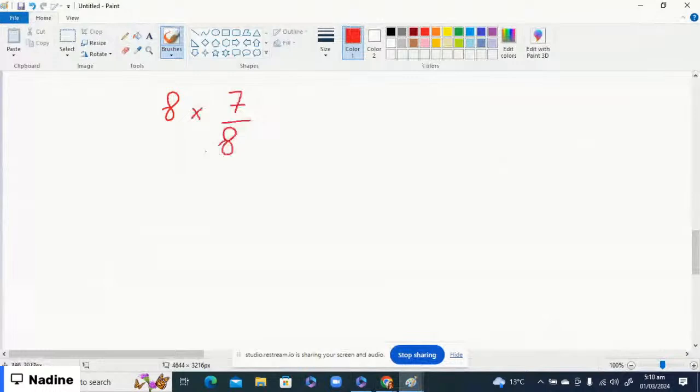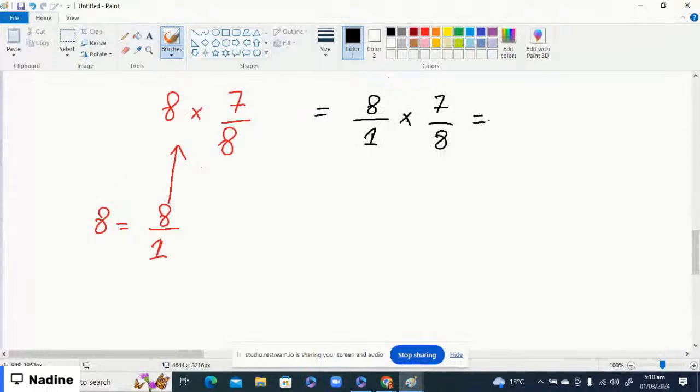First of all, convert this 8 into a fraction. So 8 is converted into 8 over 1. Put in place of this one 8 over 1. Let me write here now. This becomes 8 over 1 times 7 over 8. So what's the answer? 8 times 7 is 56.